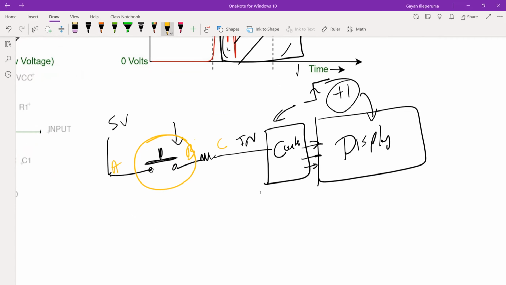Which point are we going to connect to the ground? And why? B. B. Okay, good. If I connect it like this, will it work?